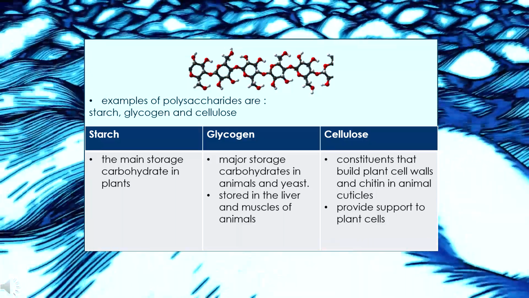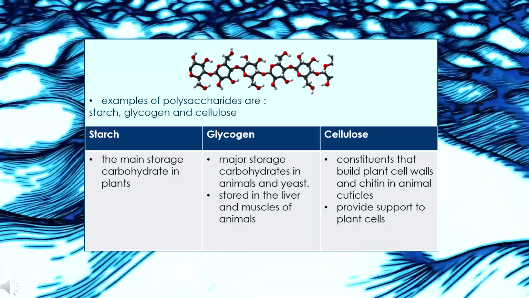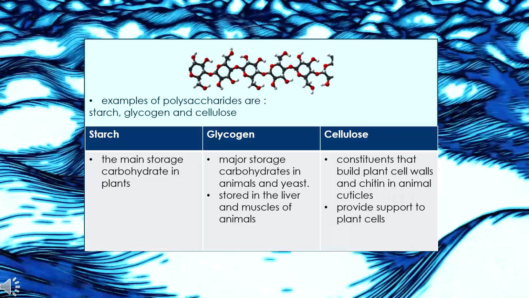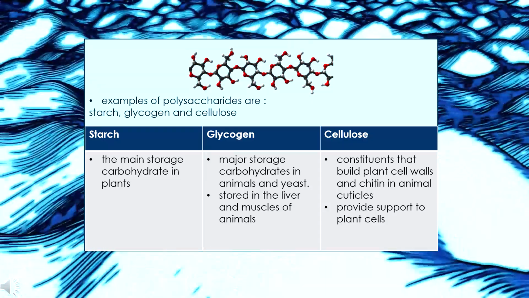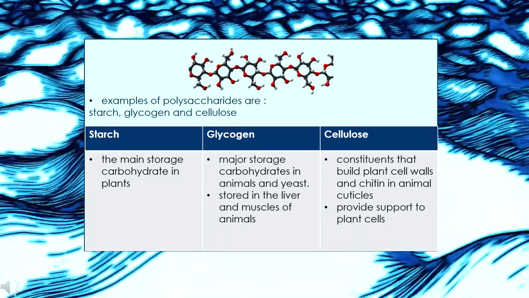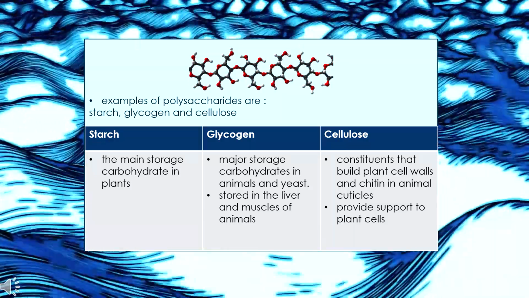Third is cellulose. Cellulose is a constituent that builds plant cell walls, and chitin in animal cuticles. It provides support to plant cells. It is made up of a large chain of molecules. It can also be found in animals and fungi.